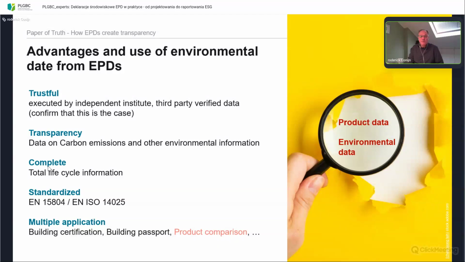So the advantages of using an EPD is it's trustful because it's third-party verified. It's really transparent on all the data. It's a very complete document. It's standardized. So if you have an EPD from any company, if it's from Europe or the US or from Asia, the methods are the same. So the verification is an honest way to do that, and it can be used for building certification, building passports, and of course, what we are talking about this morning is product comparison.